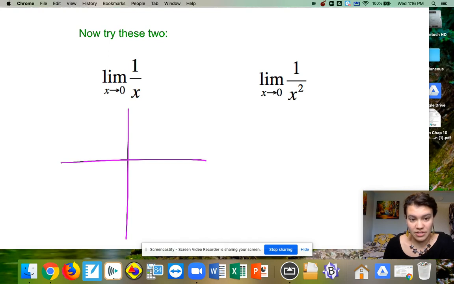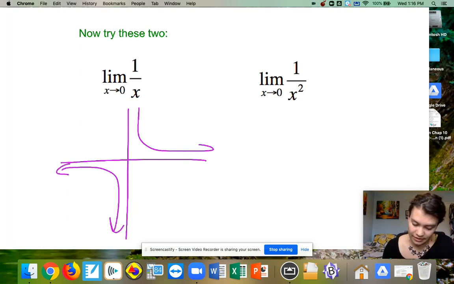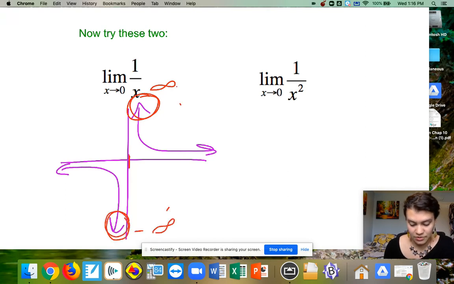All right, so if we sketch this, you go back to our 12 basic functions from the beginning of try 1. This function is going to look something like this. And if we're looking at when x is 0, this end is going to go up to infinity because it just keeps going. This end goes down to -infinity. Those two are not the same, so your limit does not exist.